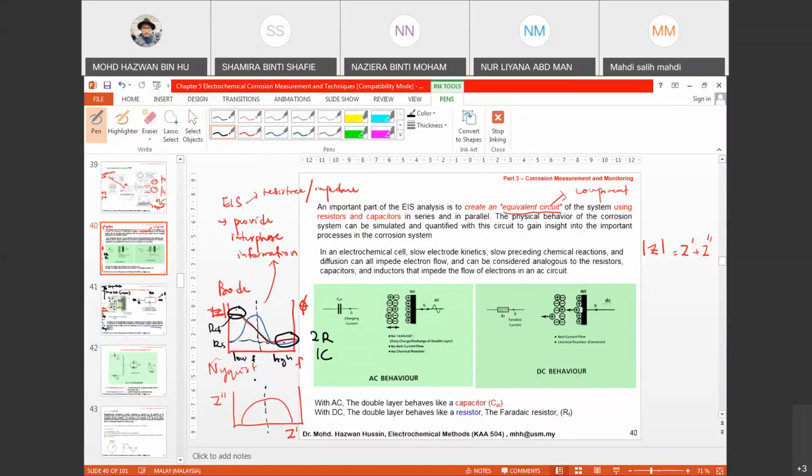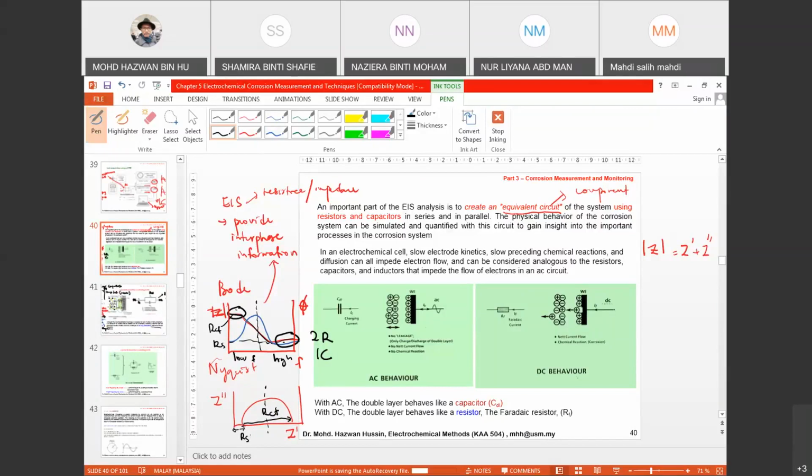And what about the Nyquist plot? You still have it as a half semicircle. From the origin to the first point, this will be your RS, resistance of solution. The diameter of the semicircle is equal to RCT. So if you look over here, from 0 to the origin, you have RS. At which frequency do you think this happens, low or high frequency?